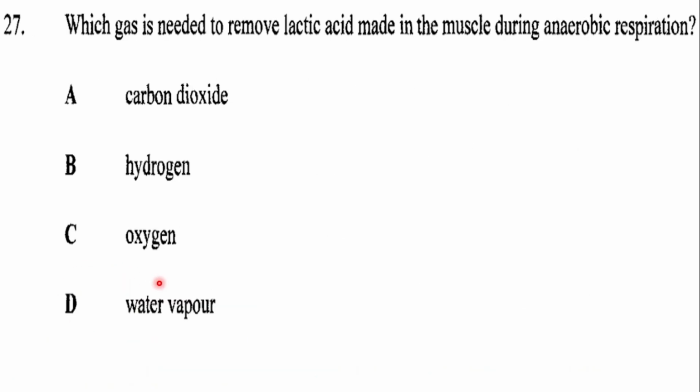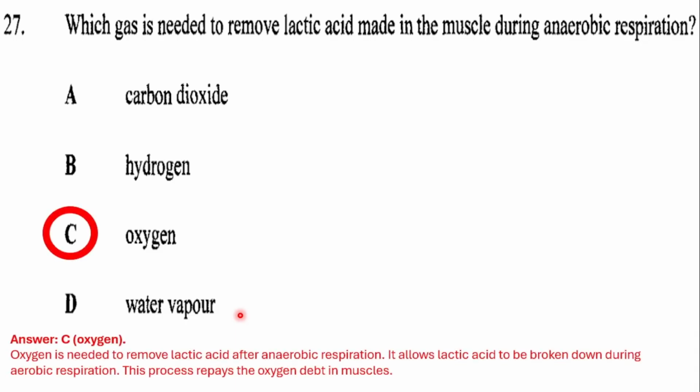Let's move on to question number 27. And it says, which gas is needed to remove lactic acid made in the muscle during anaerobic respiration? Is it carbon dioxide, hydrogen, oxygen, or water vapor? The correct answer is definitely going to be oxygen, because oxygen is needed to remove lactic acid after anaerobic respiration. It allows the lactic acid to be broken down during aerobic respiration.